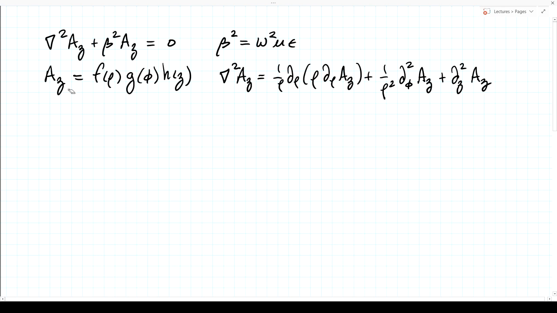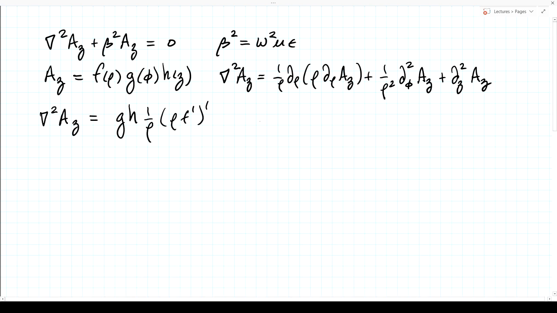So let's plug in A_z is F times G times H and see what we get here. So we're going to get that the Laplacian of A_z is going to be, let's see. In this case, these only have rho derivatives, so G and H don't depend on rho, so we can just factor those out. We would get a G times an H, and then we would be left with the rho derivative of F, so we'll just call that F prime, times rho, and then the derivative of that times 1 over rho. So 1 over rho times (rho F prime)', where the prime here means derivative with respect to rho.